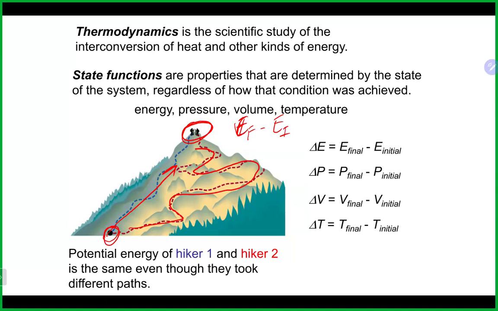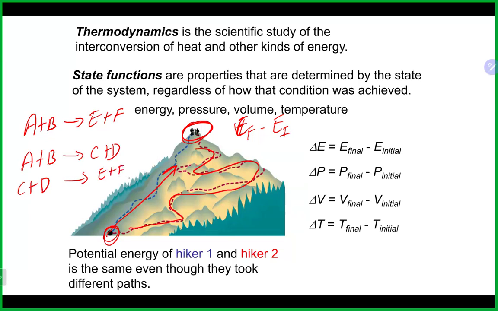Sometimes people think, for example, all reactions occur in one step. So sometimes people think if I have A plus B, it goes directly to E plus F. And that's not always the case. It may actually occur in multiple reactions. For example, you could have A plus B goes to C plus D, then C plus D goes to E plus F. And it can actually happen in a multiple step reaction, two, three steps along the way.